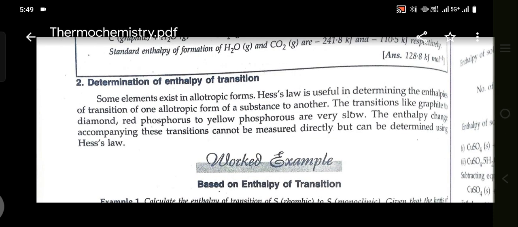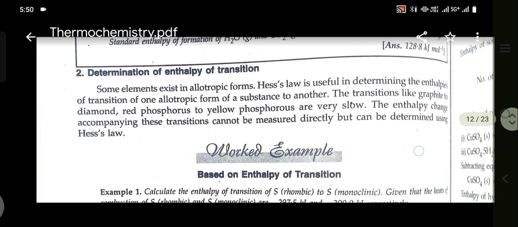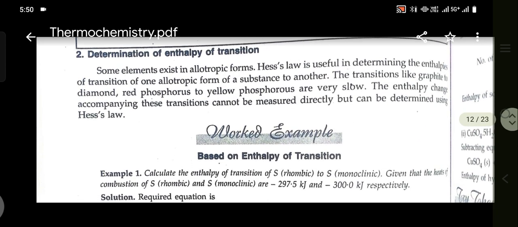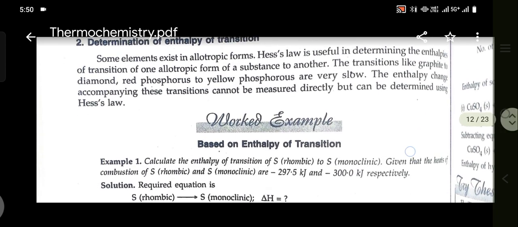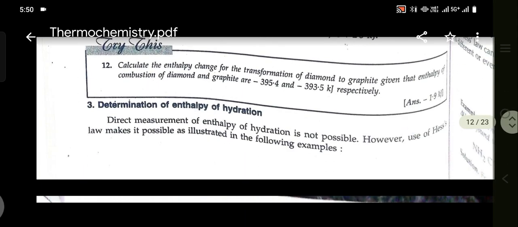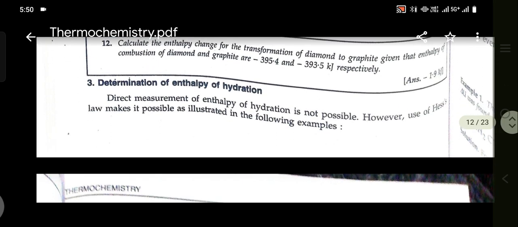Second one is the determination of the enthalpy of transition. Some elements exist in allotropic forms. Hess law is useful in determining the enthalpy of transition of one allotropic form of a substance to another. The transitions like graphite to diamond, red phosphorus to yellow phosphorus are very slow. The enthalpy change accompanying these transitions cannot be measured directly but can be determined using Hess law. And the third one is the determination of enthalpy of hydration. Direct measurement of enthalpy of hydration is not possible. However, use of Hess law makes it possible.